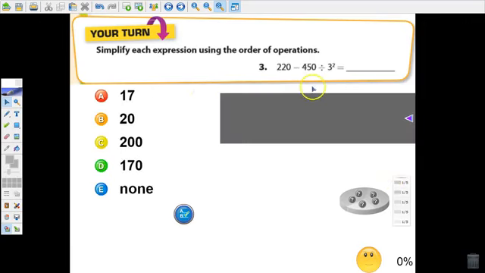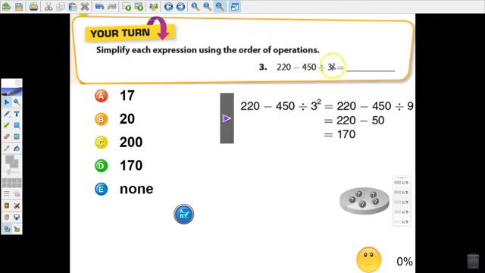Another your turn. Pause. Here's the answer. We do the exponent first. So 3 squared would be 9. Then we do 450 divided by 9 to get 50. Then we subtract 220 minus 50 to get 170. All right.